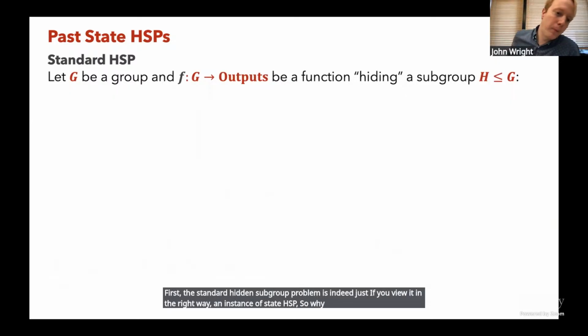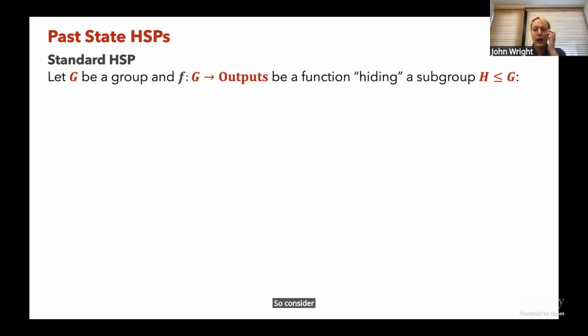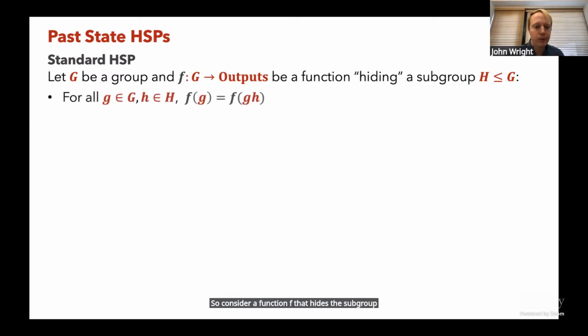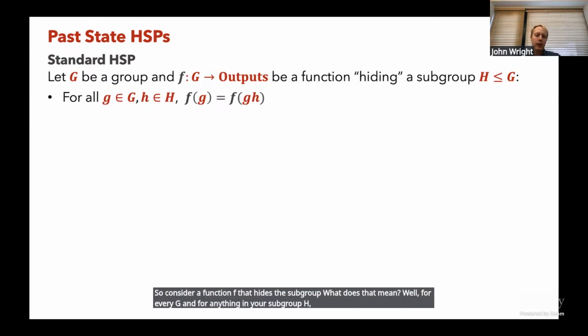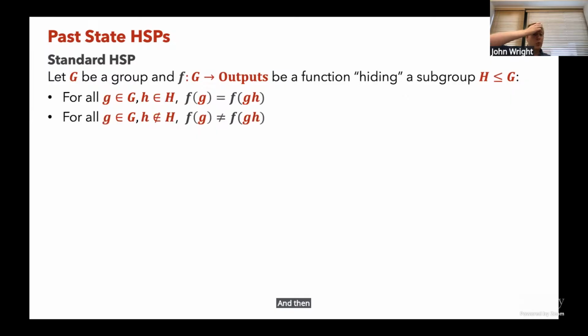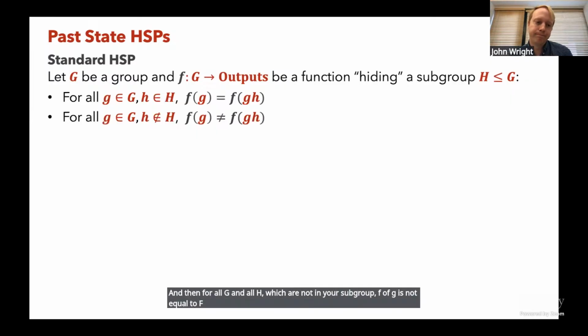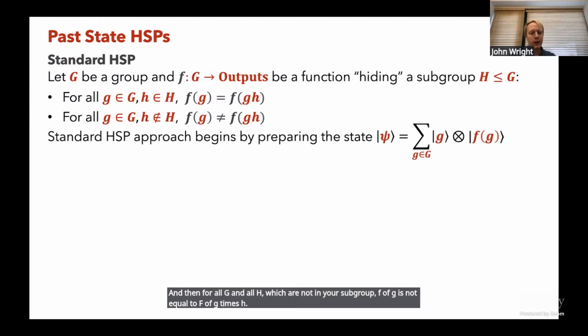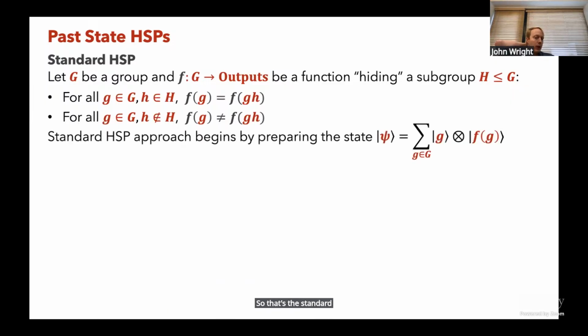So in the standard HSP, you're given a group G and a function that maps G into a set of outputs. So consider a function f that hides a subgroup H. What does that mean? Well, for every g and for anything h in your subgroup H, f of g is equal to f of g times h. And then for all g and all h which are not in your subgroup, f of g is not equal to f of g times h. So that's the standard HSP problem. Your goal is to identify H.